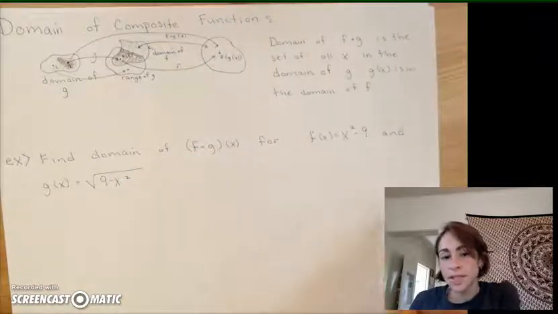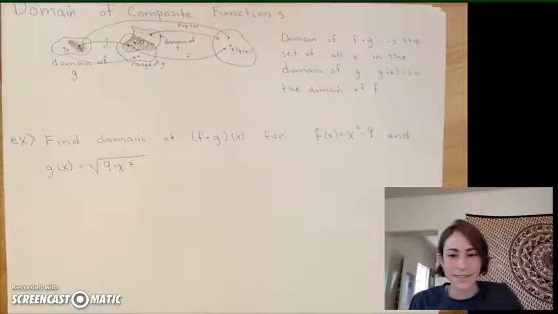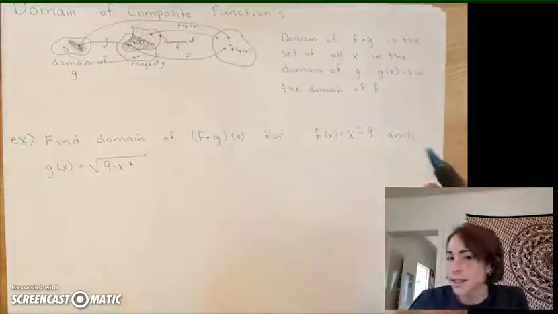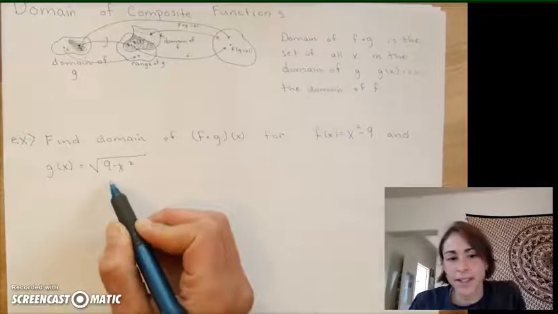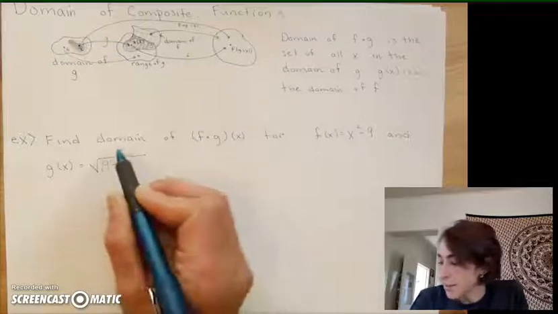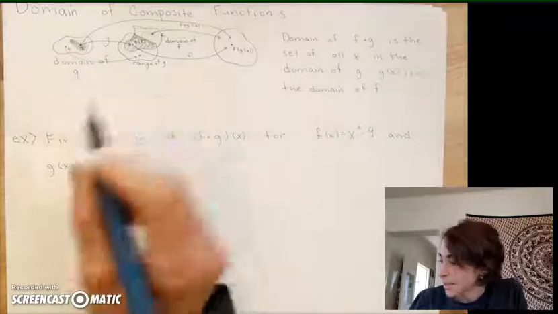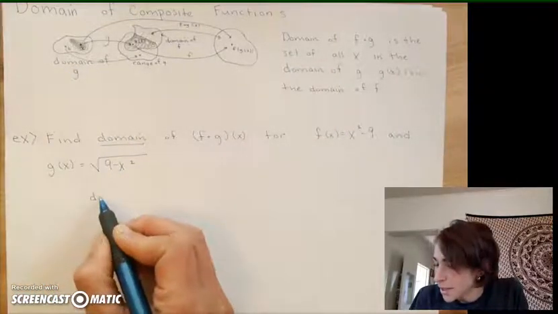So let's do two examples. I want to find f of g of x, where f of x is x squared minus 9, and g of x is the square root of 9 minus x squared. I want the domain of this. If I'm first going to be plugging into the function g, I need to know the domain of g.